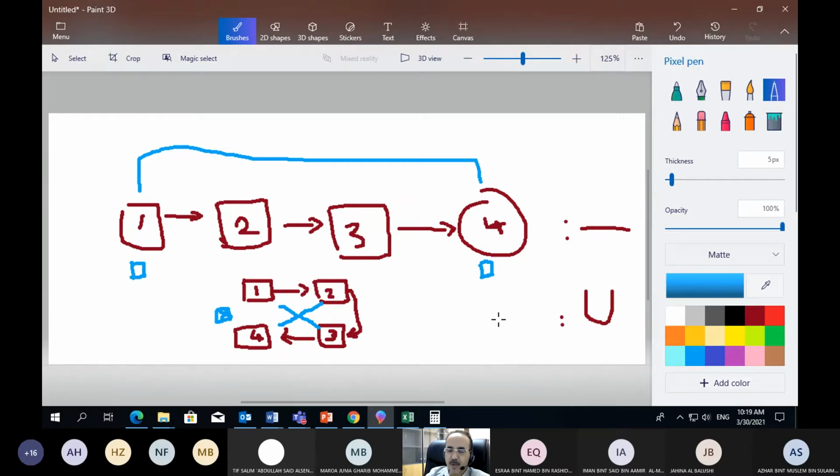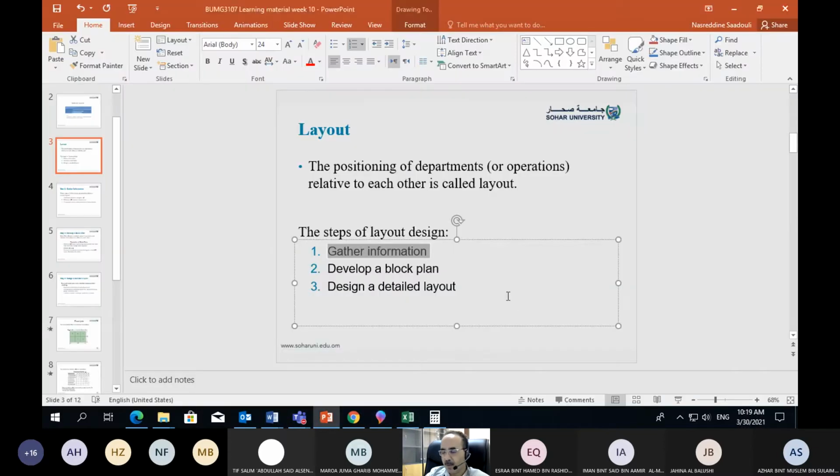This is if I go to the lower level where I'm actually looking at the operation or the actual process. Okay, so this is just to comment on this idea about the information. In the information, as we said, primarily we need the data, and we need an indication of the importance of departments or units or operations or tasks being close to each other. Based on that information, we develop a block plan.